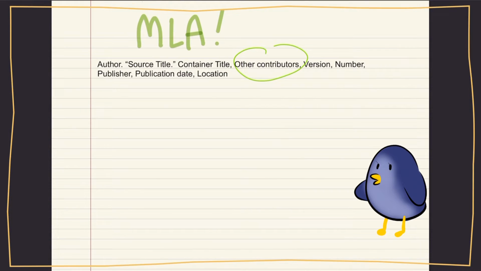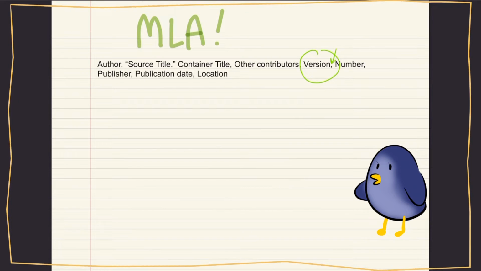Next, we have other contributors, which are people besides the author that have contributed to this work, followed by, you guessed it, another comma. Other contributors is followed by version. If there are multiple versions of your source, then you should mention which specific version this source is, and you should place another comma behind this. Number is similar. If there are multiple volumes of this work, mention which number this work is, followed by another comma. Next, you would put the publisher, which is the publishing company which published the work, followed by a comma. Then the publication date, which is the date when the work was published, followed by another comma. And then the location, which is where this work was published, followed by a period.